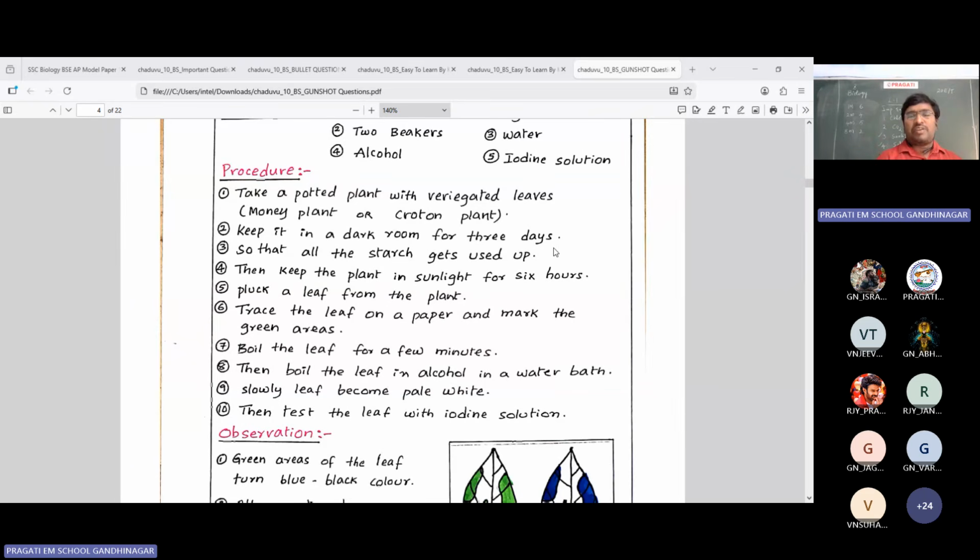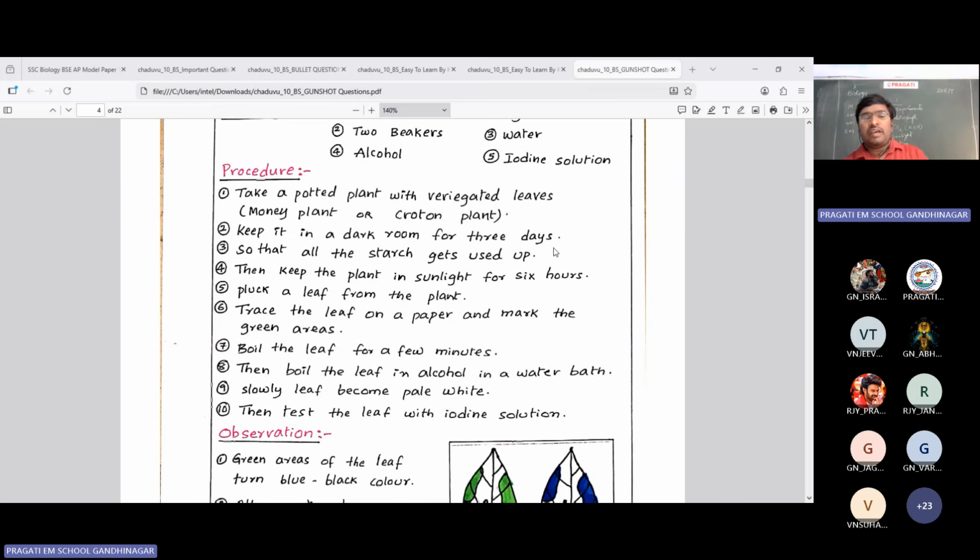Then what is the 4th point? Keep the plant in sunlight for 6 hours. Then remove that leaf from the plant, trace the leaf on a paper, and mark the green areas for our understanding. And what is the 7th point? This is common in the starch experiment also. Boil the leaf for a few minutes, then boil the leaf in alcohol in a water bath, and slowly the leaf becomes pale white. What is the 10th point? Then test the leaf with iodine solution.